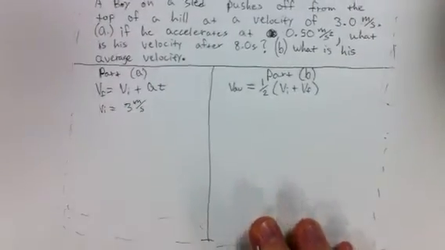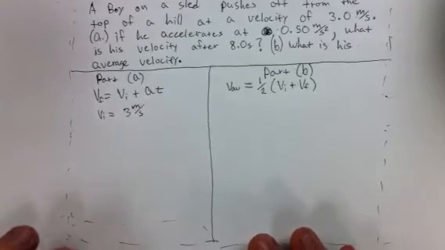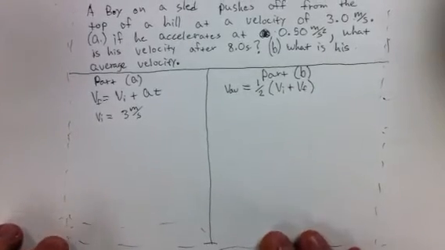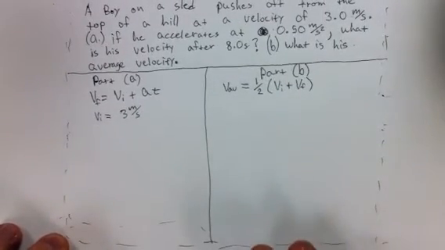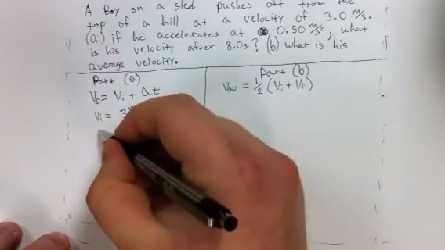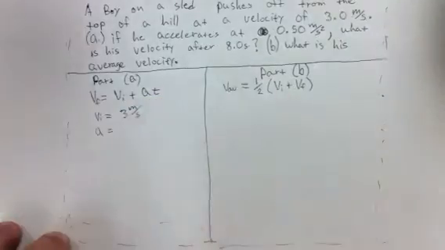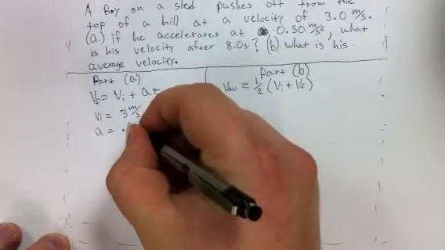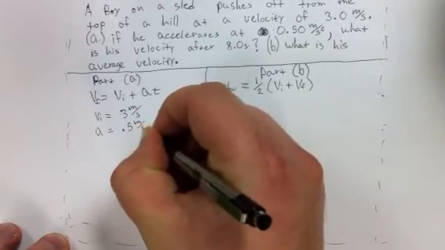Now, the problem also gives us that if he accelerates at a rate of 0.5 meters per second squared, what is his velocity after 8 seconds? So it gives us the acceleration as well. The acceleration is 0.5 meters per second squared.